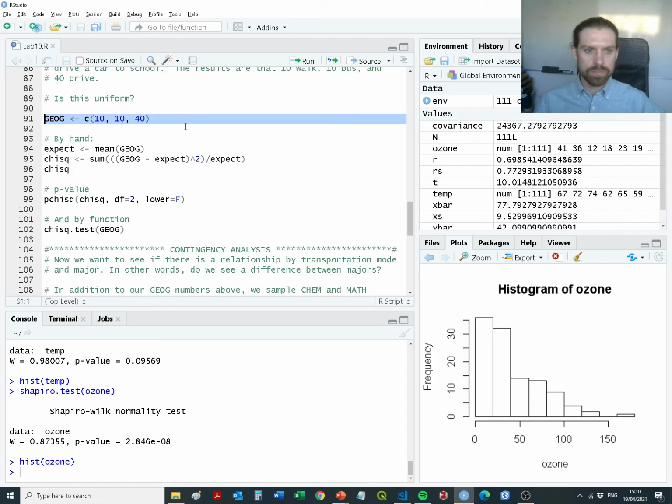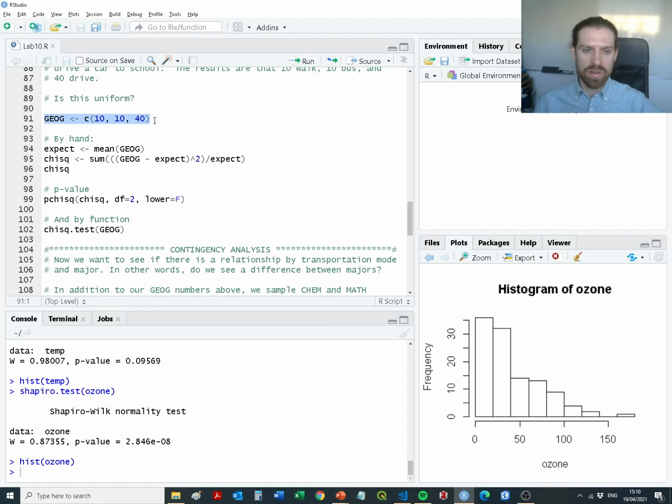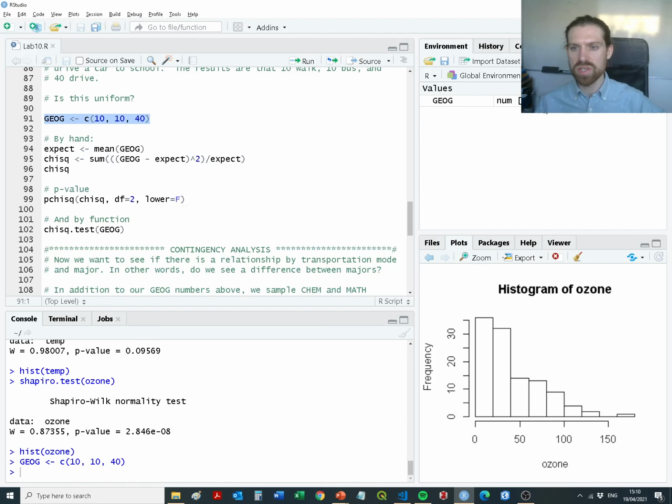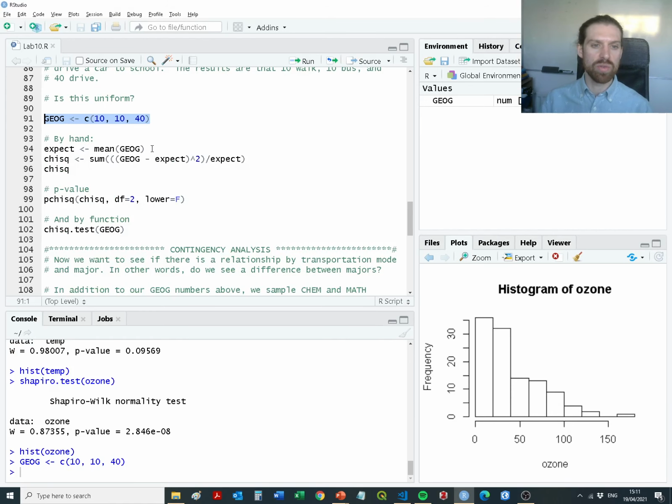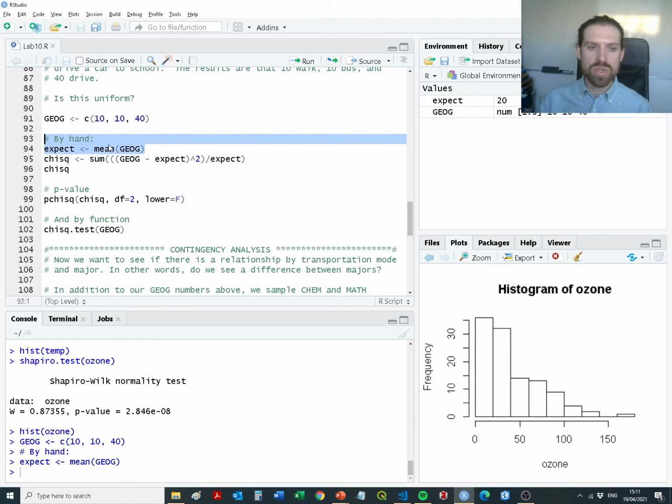And we can first clear the global environment and put this data, the results of this geography student assessment, into the global environment here. Once we've got that, it's very easy for us to start to get some of these metrics. So we want the expected frequency count, and we want to know the number of categories that we've got. If we do this, we basically take the mean across all of these counts to give us our expected value, which is 20.